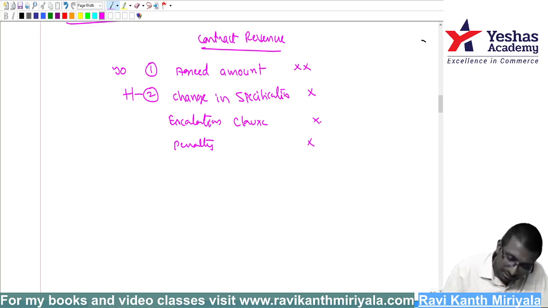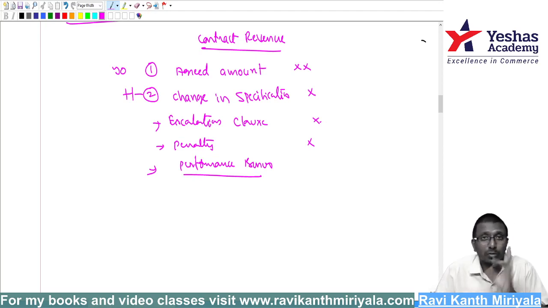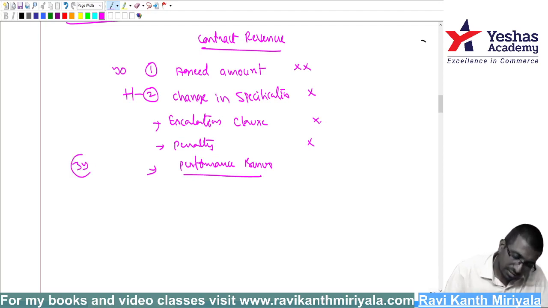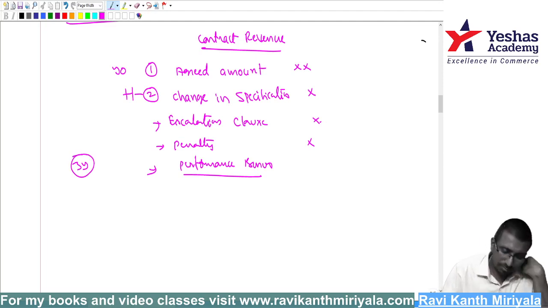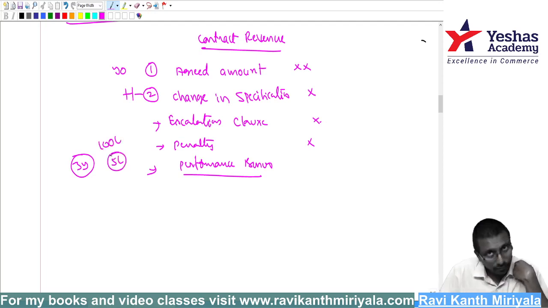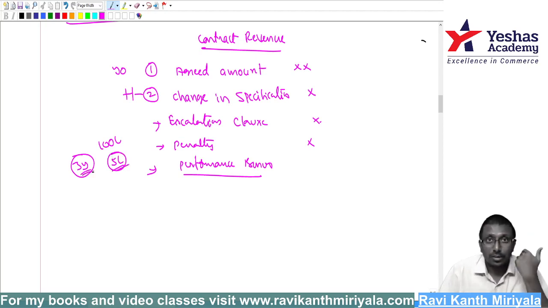Got my point? At the same time, there is a performance bonus or something like that. Not exactly performance bonus, I'm not getting the right term. If you construct the work in time, suppose I said 3 years, the customer told me, sir, if you construct it perfectly within 3 years, then I will give you this. I told you already 1 crore, now I will give you 5 lakh rupees extra. Fine, 5 lakh rupees extra, but subject to the condition. So that is also going to be my contract revenue.